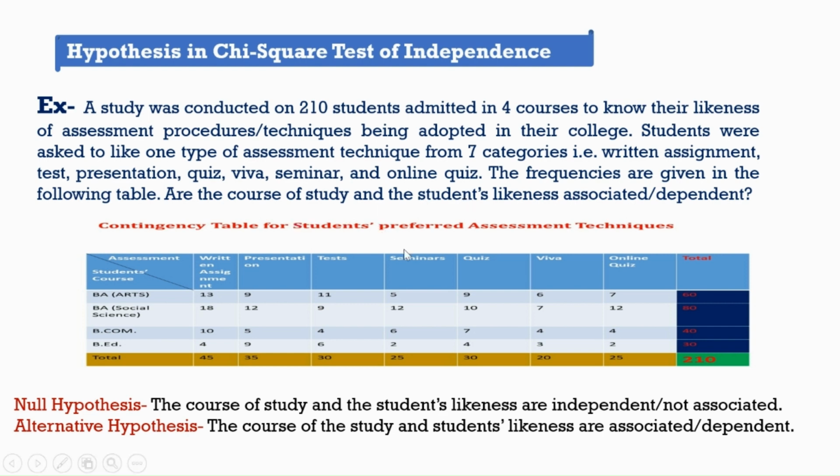In this case, the frequencies are given in this table, and the null hypothesis will be that the course of study and students' likeness are independent or not associated, and the alternative hypothesis will be that the course of study and students' likeness are associated or dependent.